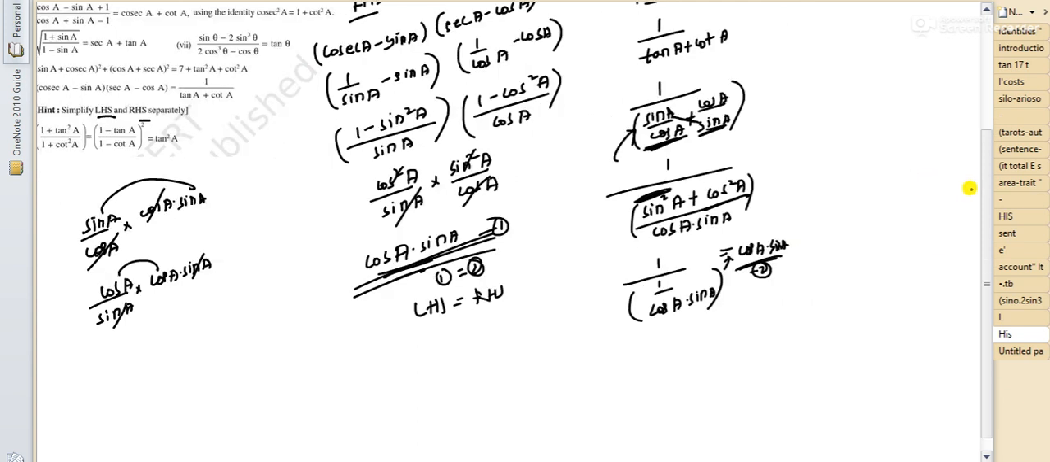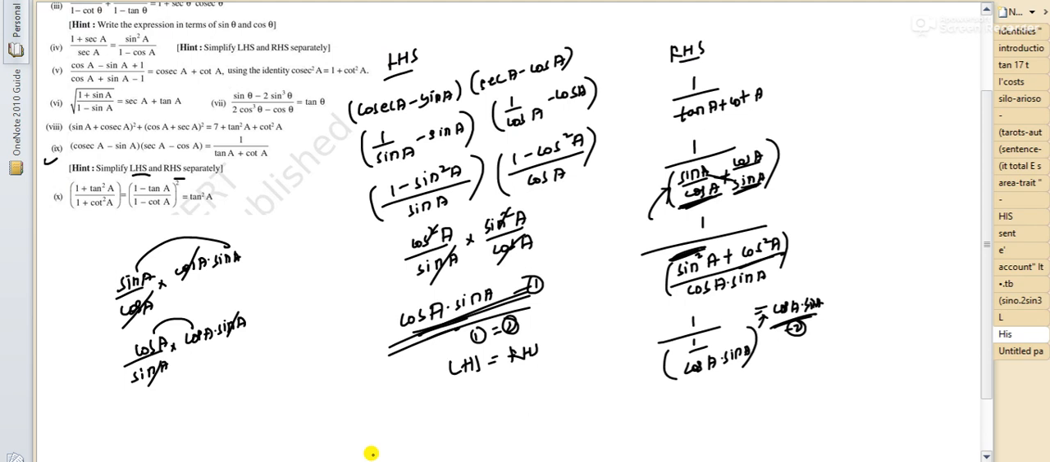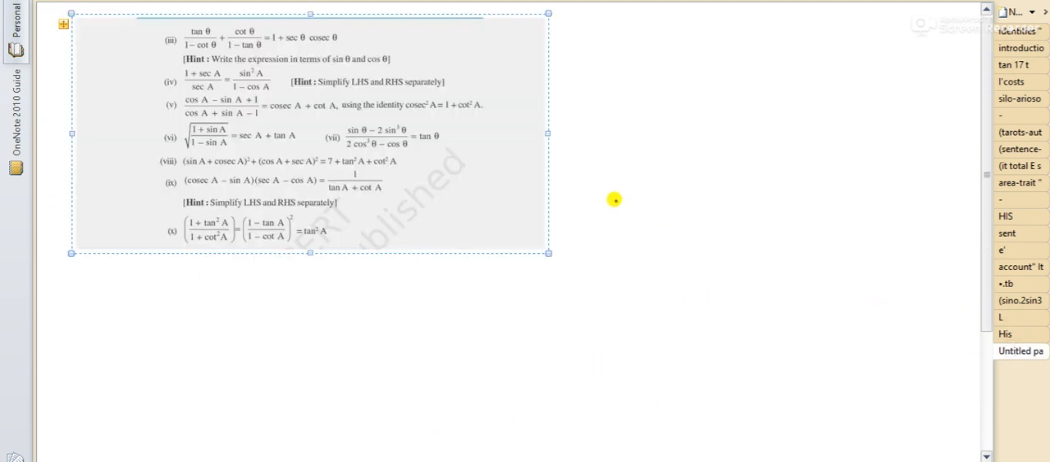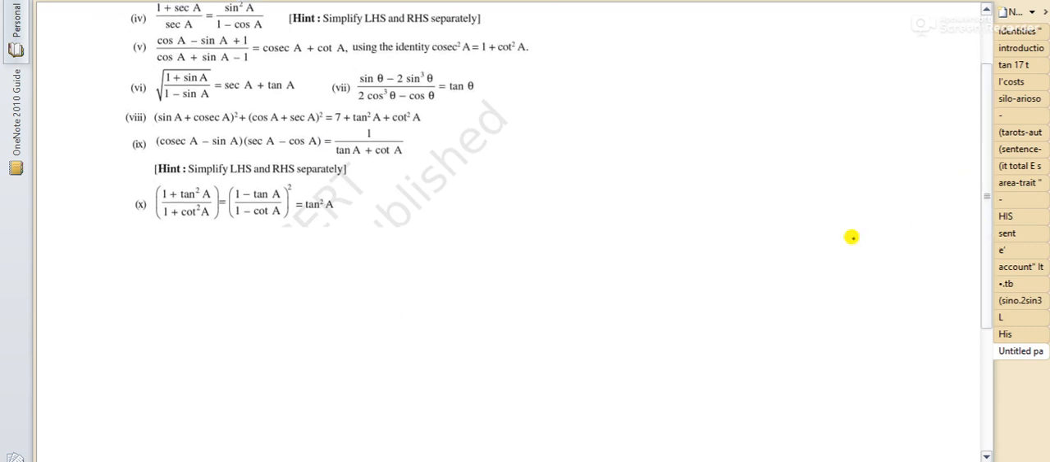Moving to question number 10. Yes, the last question. It is given here. You can look at it. So they have given, prove that this is equal to this and that is equal to tan square a. Means you have to solve them separately. So let me take this as first one, this as second, and this is third. So 1 should be equal to 2, should be equal to 3.